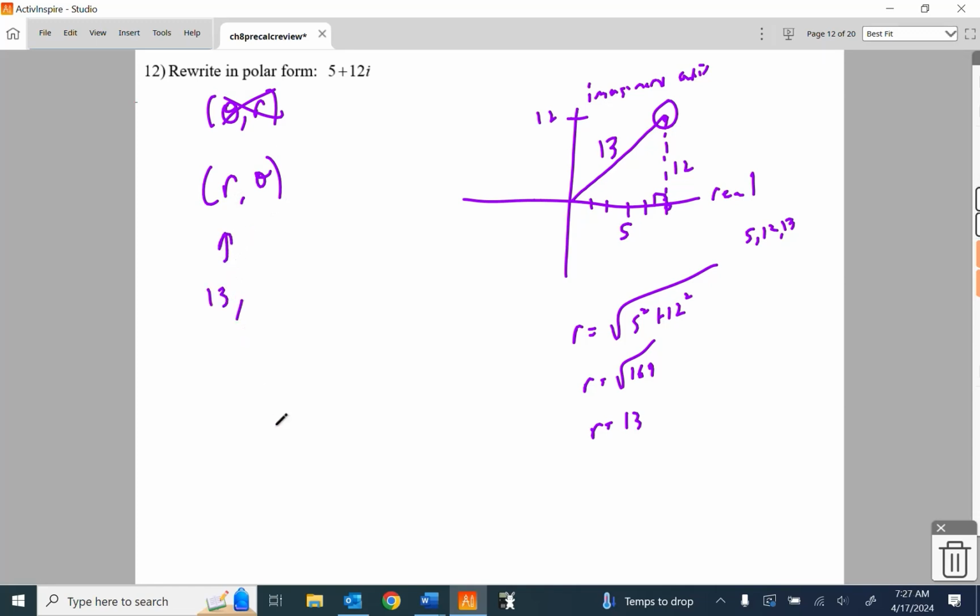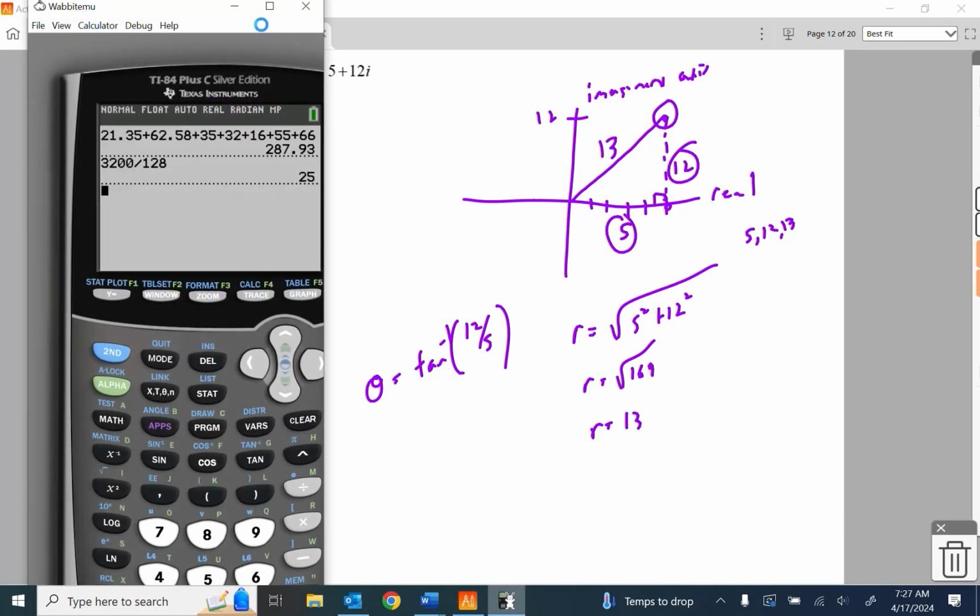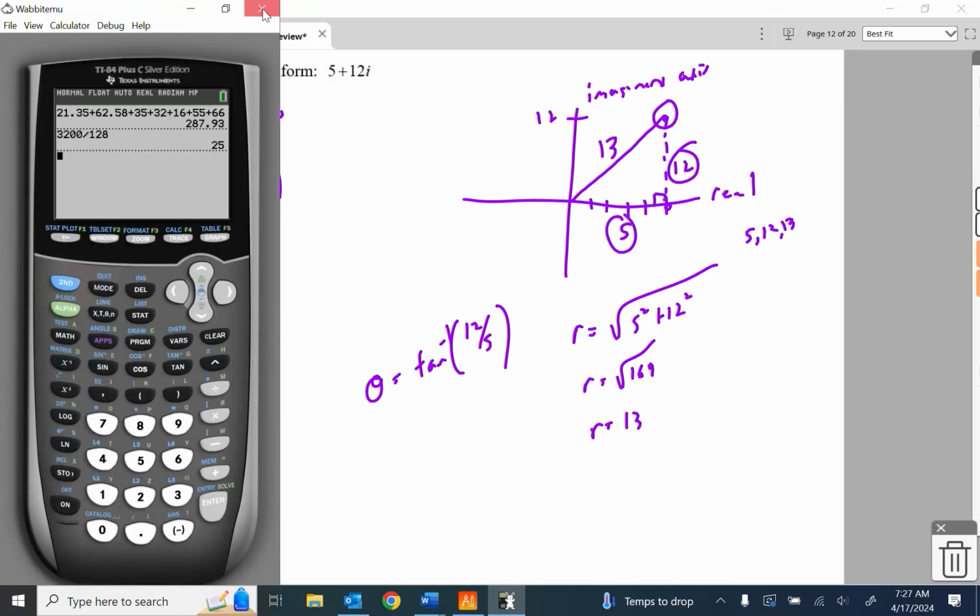You can find the angle using just about anything you want. It's really up to you. A 5, 12, 13 is not like some 30, 60, 90 or anything, but I'm just going to focus on this idea. Theta is the arctangent of 12 fifths. And forgive my voice, it's about gone. But I feel as good as I sound.